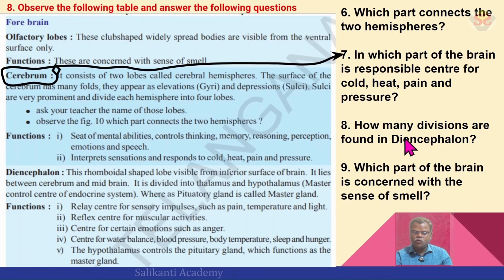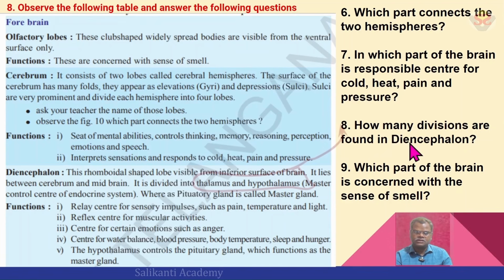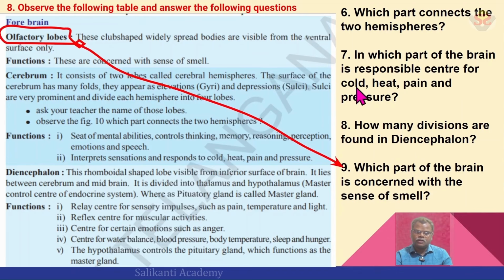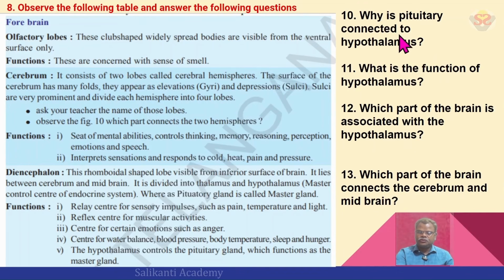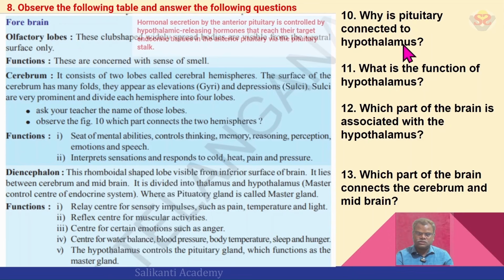Cerebrum. How many divisions are found in diencephalon? Thalamus and hypothalamus, two divisions. Which part of the brain is concerned with the sense of smell? Olfactory lobes. Why is pituitary connected to hypothalamus? Hormonal secretions by the anterior pituitary are controlled by hypothalamic releasing hormones that reach their target endocrine tissues in the anterior pituitary via the pituitary stalk.